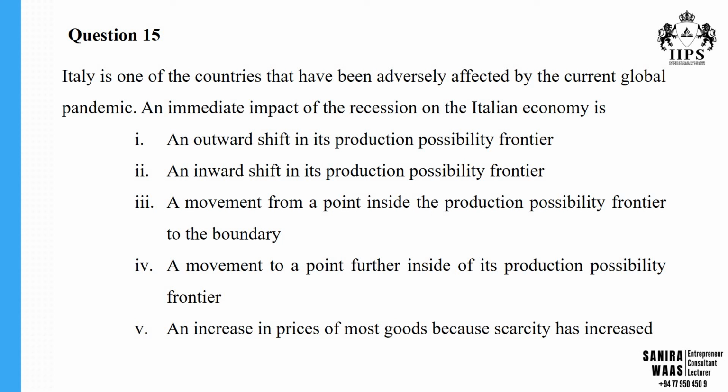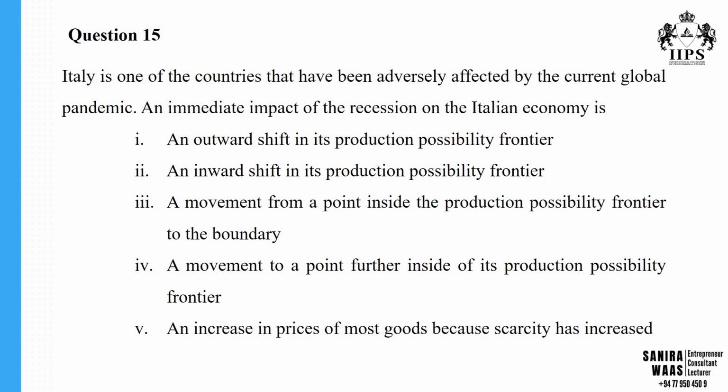We have been given 5 answers. An outward shift in its production possibility frontier, an inward shift in its production possibility frontier, a movement from a point inside the production frontier to the boundary, a movement to a point further inside of its production possibility frontier, an increase in prices of most goods because scarcity has increased.